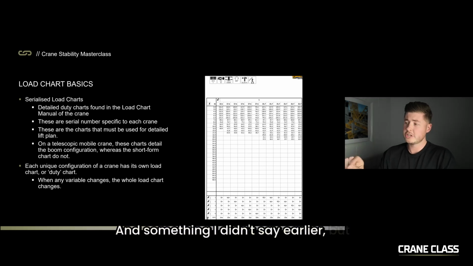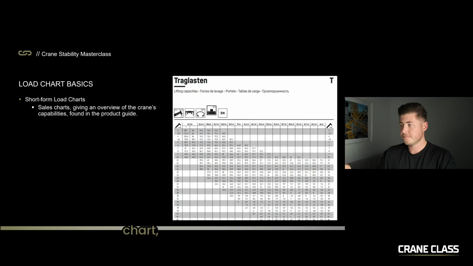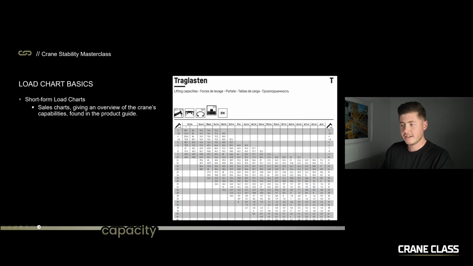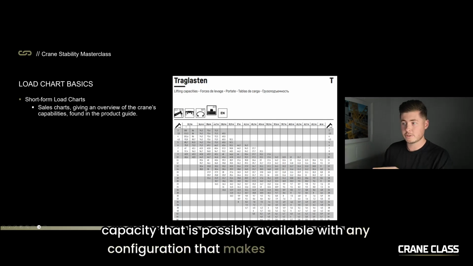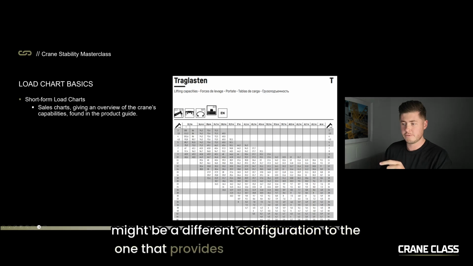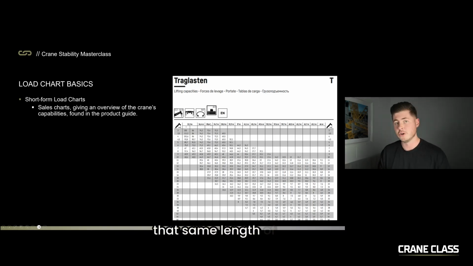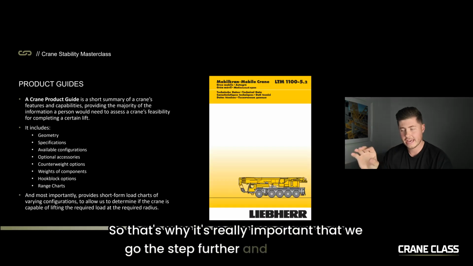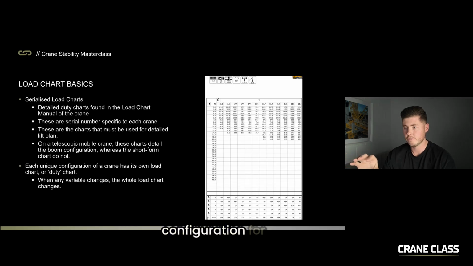And something I didn't say earlier, but I should have, is that the short form load chart, for instance here, if I take 20.6 meters, that has just given the best capacity that is possibly available with any configuration that makes up 20.6 meters. So the configuration that provides 73.4 tonne with 20.6 metres of boom might be a different configuration to the one that provides 21.4 at 18 metres with that same length of boom. So that's why it's really important that we go the step further and get the right configuration for the lift.